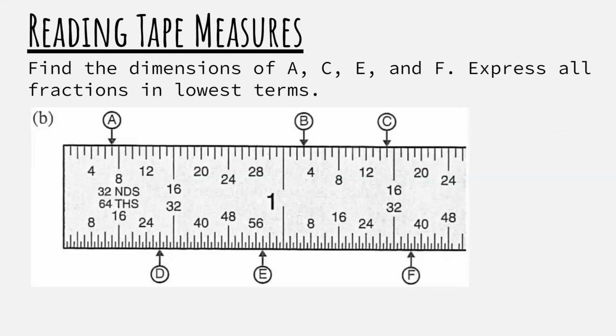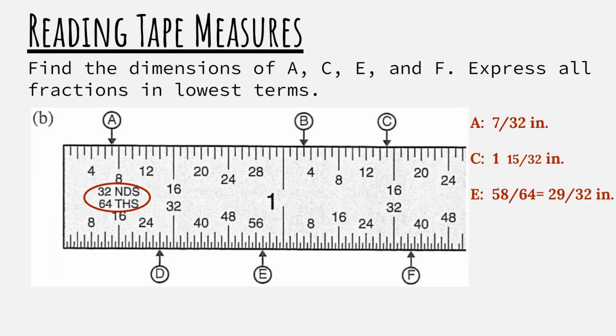All right, next tape measure. For this one, our top row of values are in 32nds of an inch, and the bottom row is in 64ths. So A falls at about 7/32 of an inch. C is going to be at 1 15/32. So it's past the 1, but it's not quite the 2.